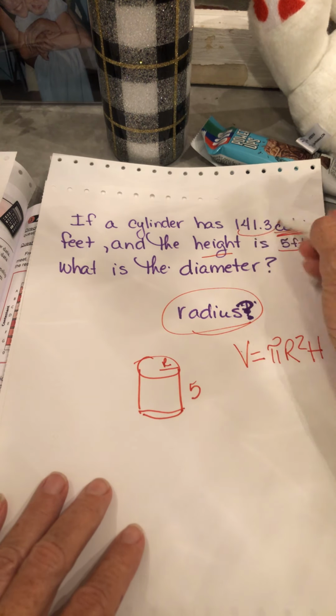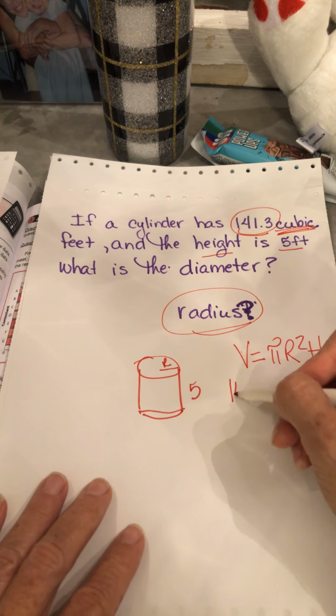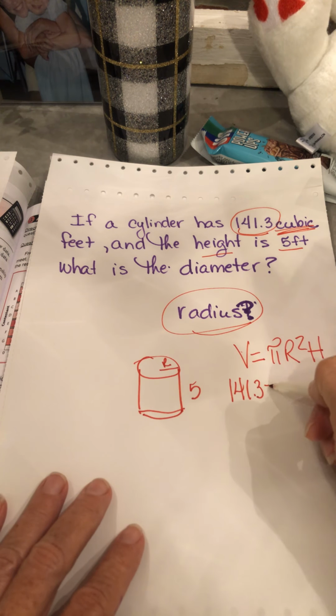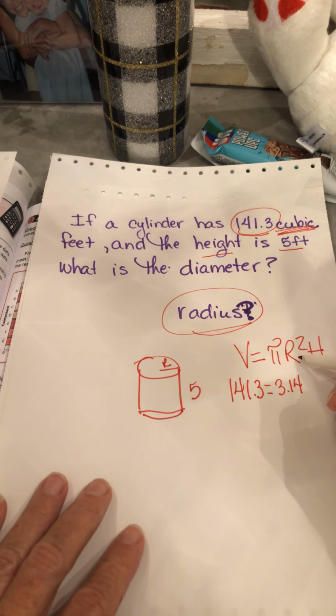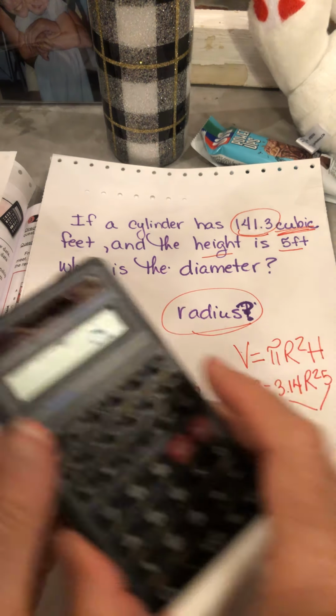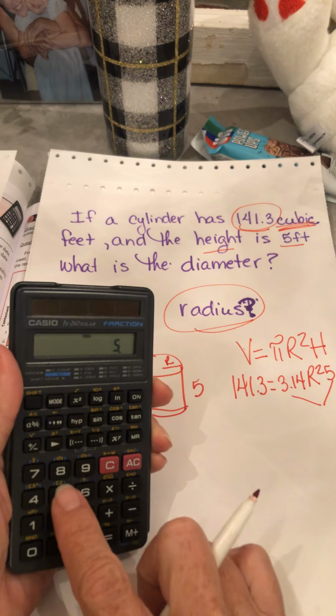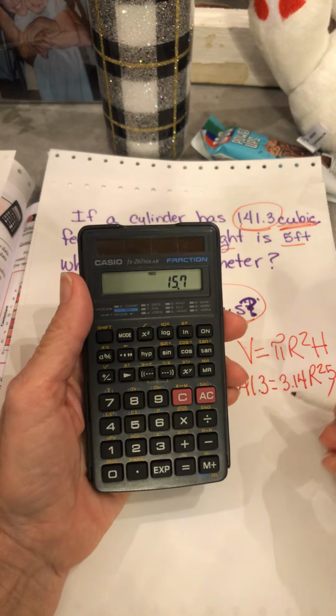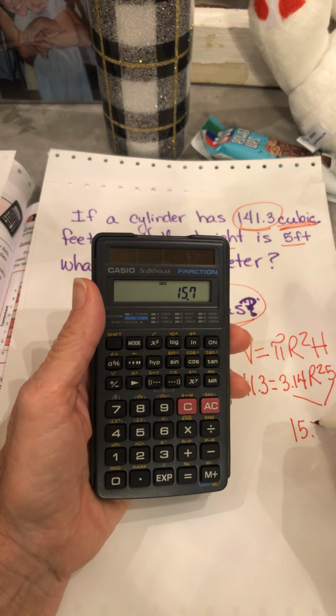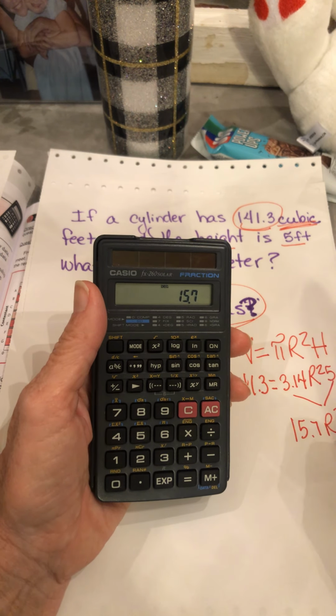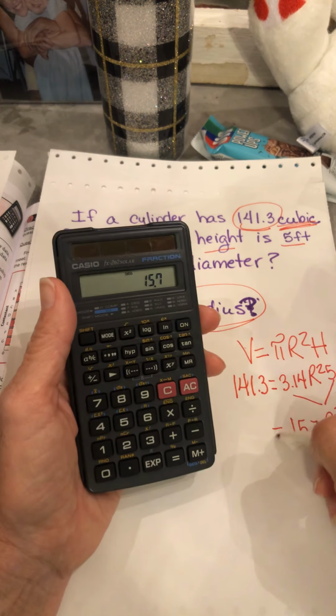So my whole volume is 141.3. I know that pi is 3.14. Do I know r? Nope. I know that the height is 5. So I'm going to take the two things I know, 3.14 and 5, and multiply them. So 3.14 times 5 gives me 15.7. I still don't know r. All I did was take the two I knew and multiply them.